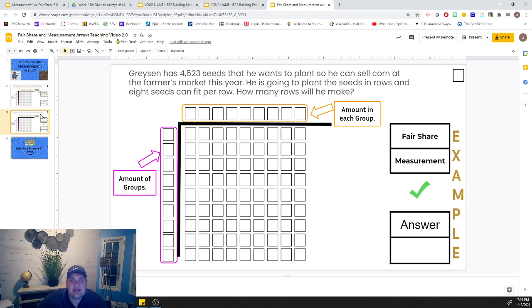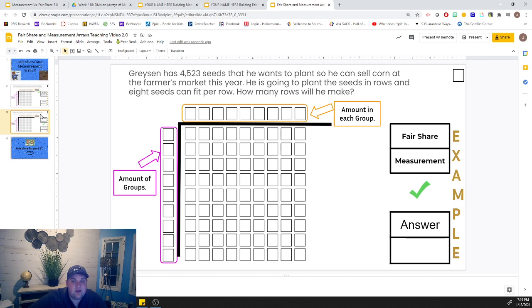He's going to plant the seeds in rows, and 8 seeds can fit per row. How many rows will he make? So the first thing I want you to think about is this: fair share or measurement. Think about the problem and go ahead and enter what you think it is, and then you'll be able to check with me.